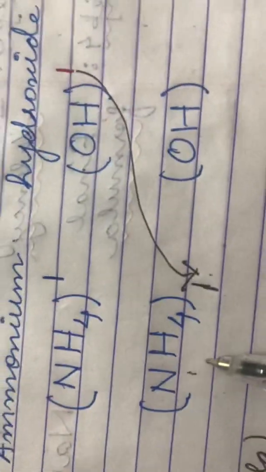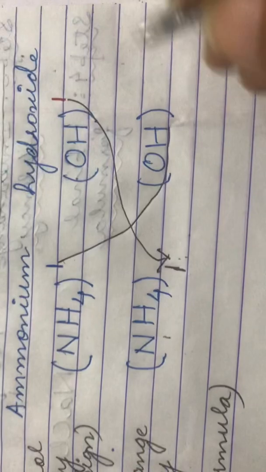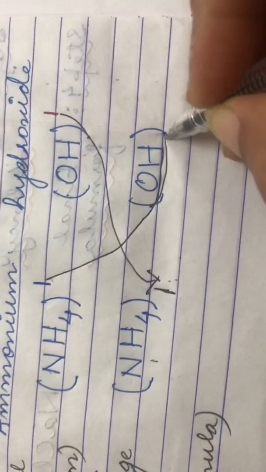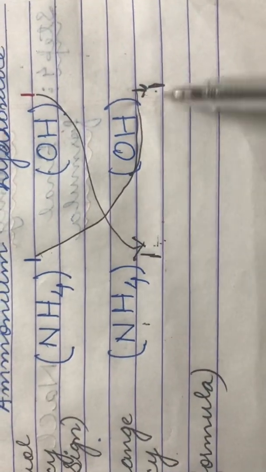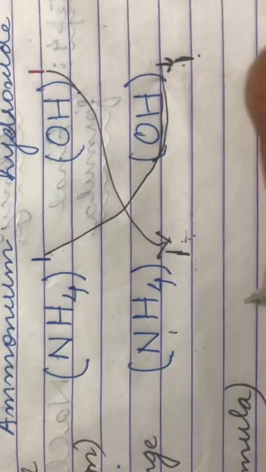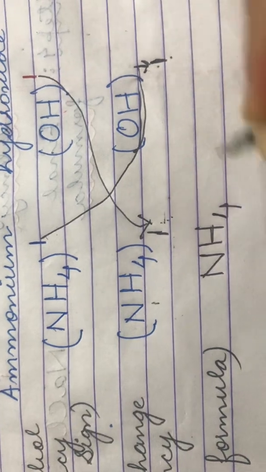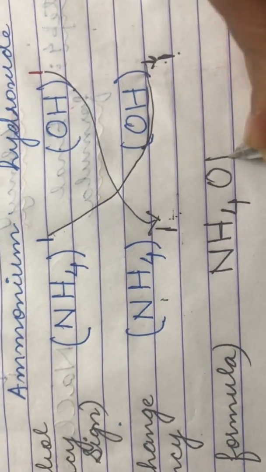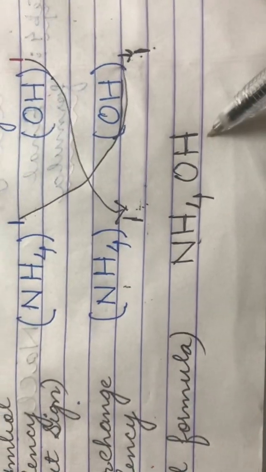It should not be inside, it should be outside the bracket. This one which is in the superscript again comes down here along this arrow. Make sure that you put a proper arrow, comes down here below this one. In the final answer we do not have to put these 1 and 1. The final answer becomes N capital, H capital, 4, O capital, H capital. Now here you have to notice one thing. We are not putting brackets in the final answer.